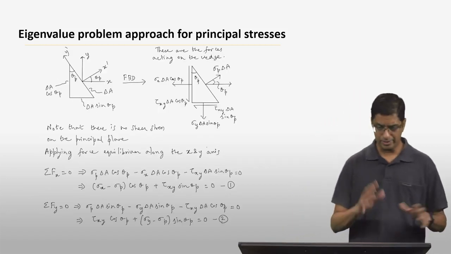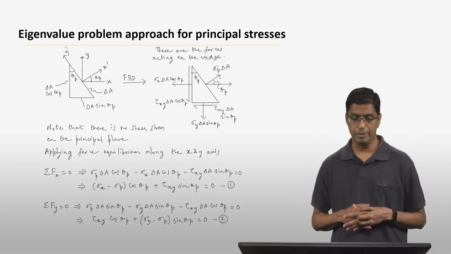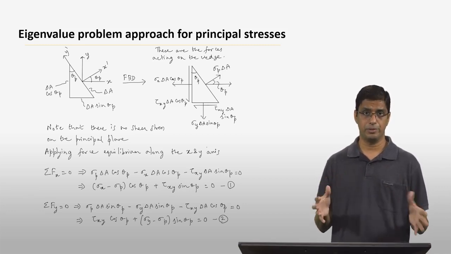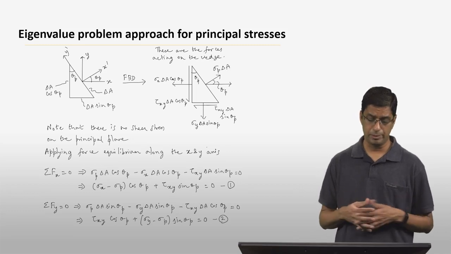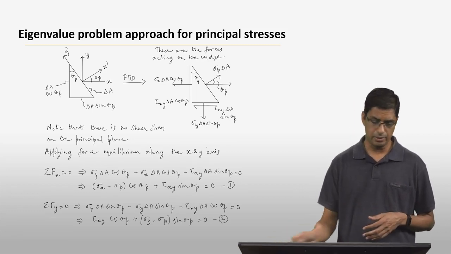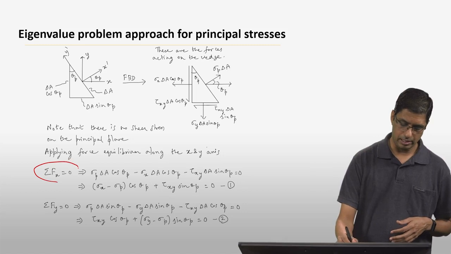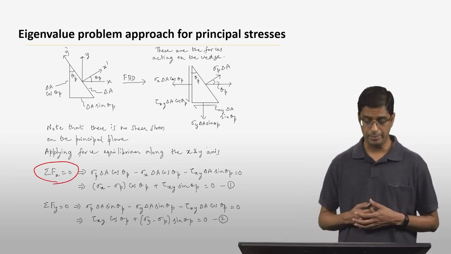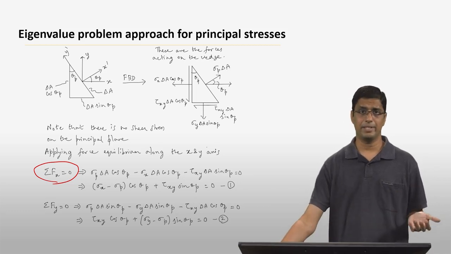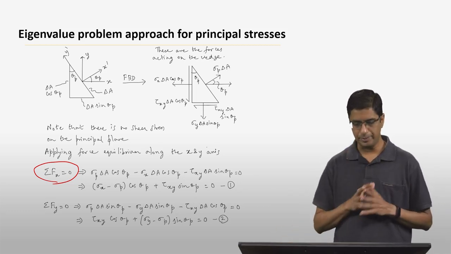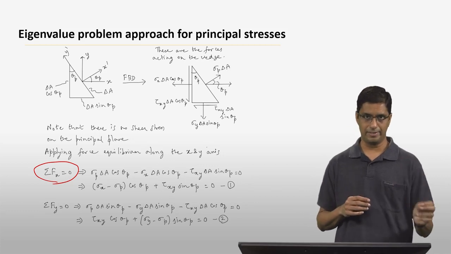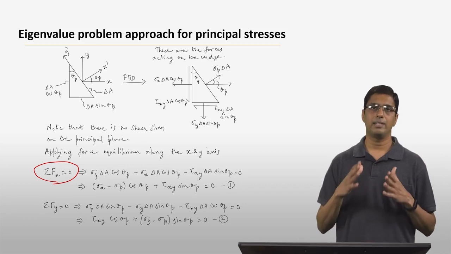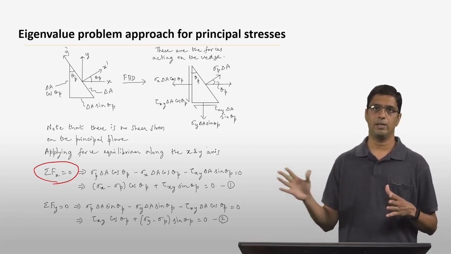I have just redrawn those free body diagrams. Now, using the fact that there is no shear stress on the principal plane and applying force equilibrium along the x and y axes, we first look at the sum of forces in the x-axis, which should equal 0 because the wedge has to be in equilibrium. We are doing the exact same thing as we did for the stress transformation equations. We take the stresses, multiply them by the corresponding areas, and then take the component of that force along the x direction.